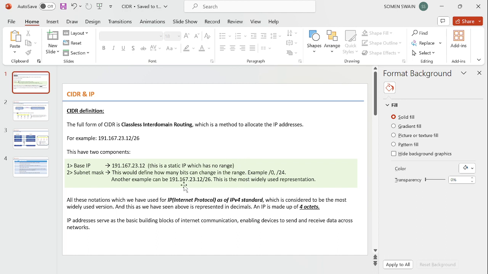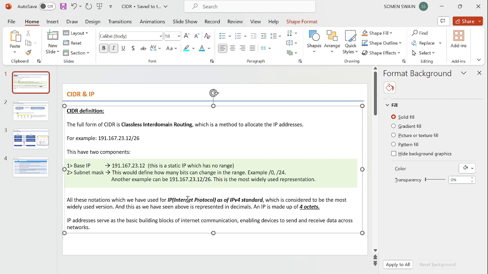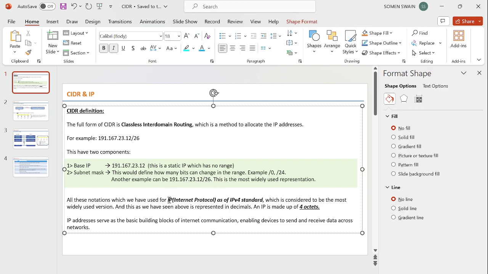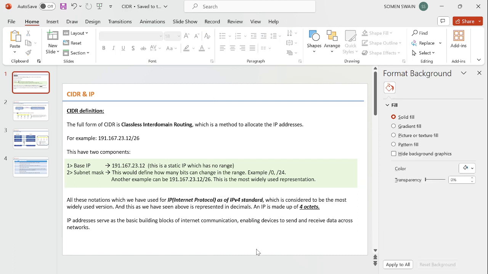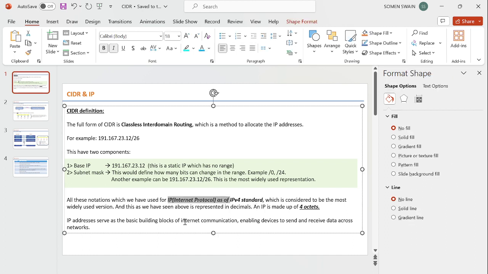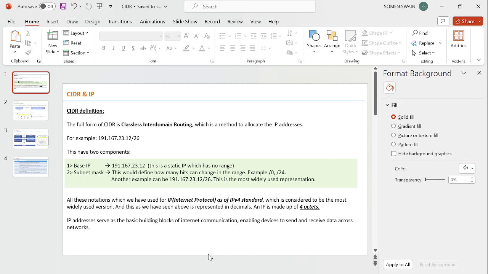If we see over here, the range is 191.167.23.12/26, and all of these CIDR notations come under the IPv4 protocol or standard, through which we do a set of allocations. And CIDR is actually a combination of octets. We also have to understand that the Internet Protocol, against which we get a certain IP, also has a set of octets. So the total number of octets is 4 over here.